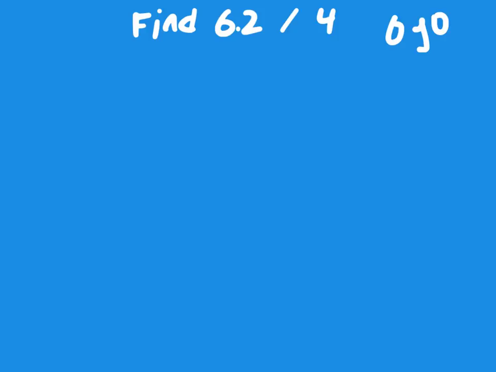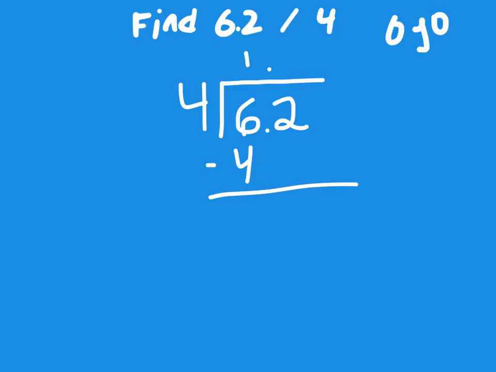Here's one for you to try. Now that you know the trick, let's see if you can do this one. 6.2 divided by 4. Alright, bring up your decimal. 4 goes into 6 1 time. 6 minus 4 is 2.